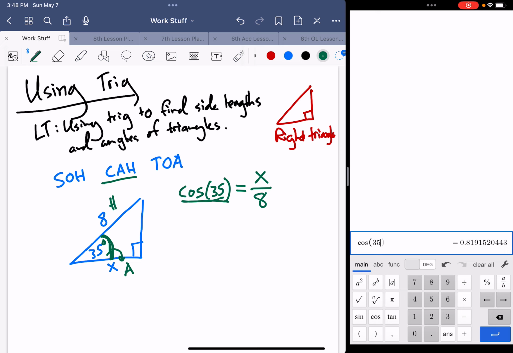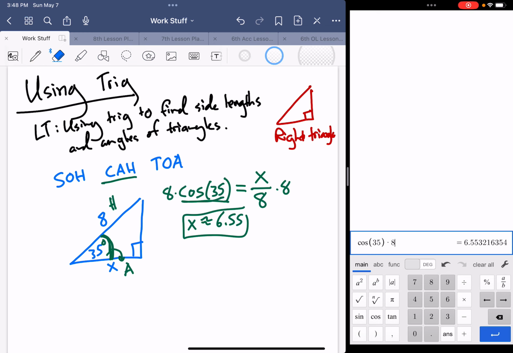Looking at the algebra needed to solve for x, I'm going to have to multiply both sides by 8. Once I figure out what this is, making sure to close those parentheses, I multiply both sides by 8, and there we go. X roughly has to equal 6.55. And that's how we use trig to solve some right triangles.